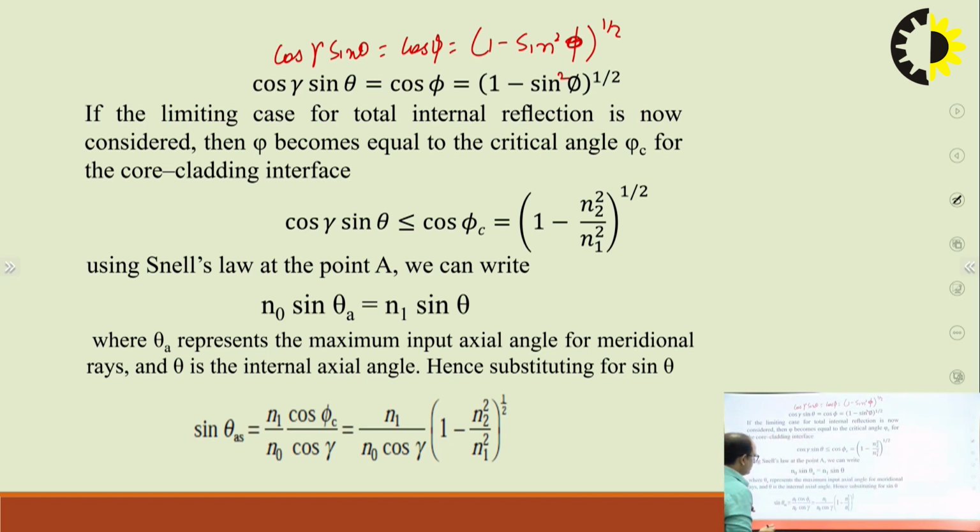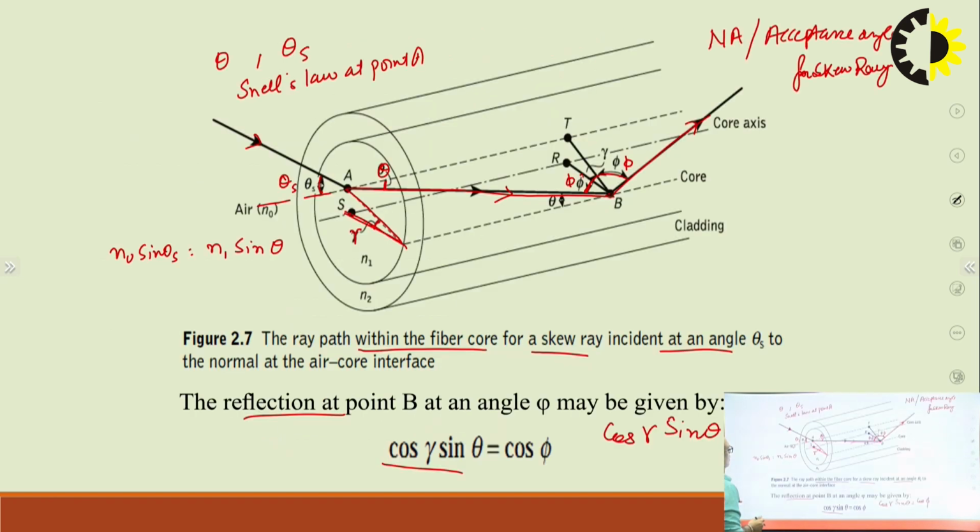Now see, on applying Snell's law at this point, you will see that sin theta s is equal to n1 into sin theta, or you can also say that sin theta is equal to sin theta s divided by n1. Clear?